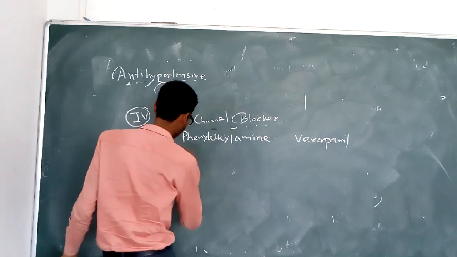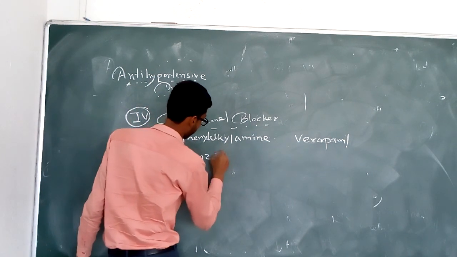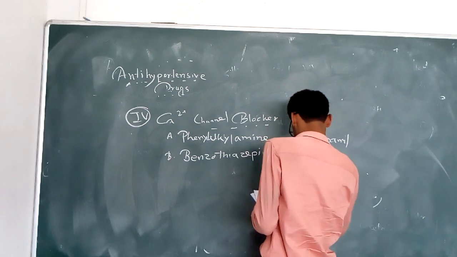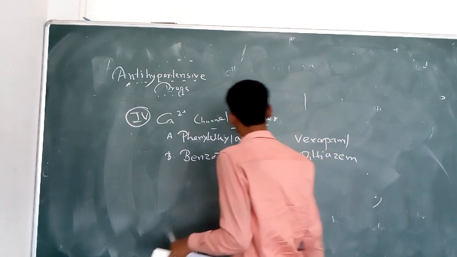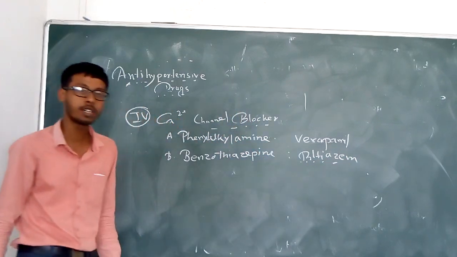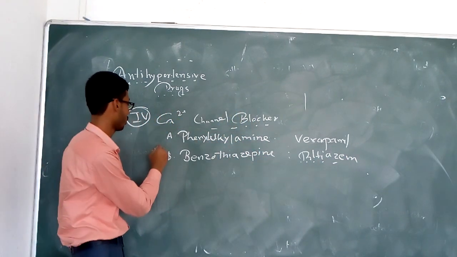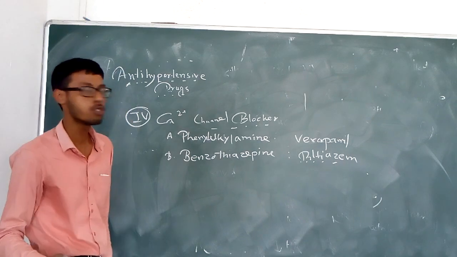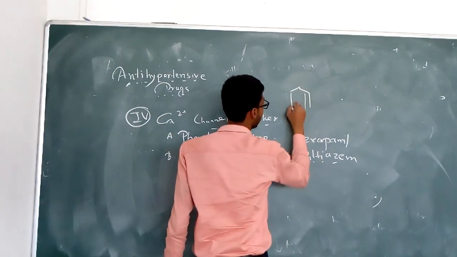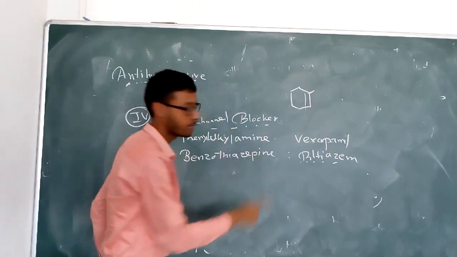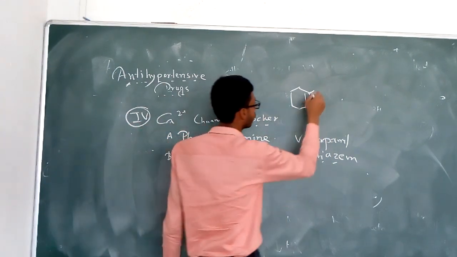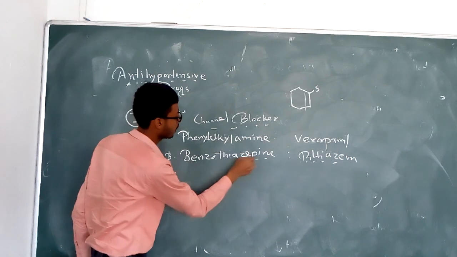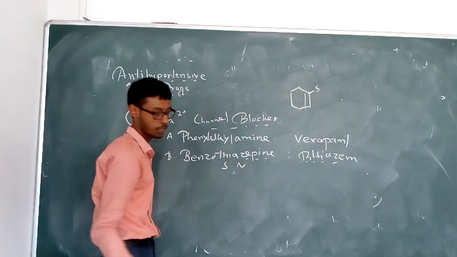Second one is the benzothiazepine. The example is diltiazem, and diltiazem is important, so it may be asked in the question. The diltiazem drug contains the benzothiazepine ring. Benzothiazepine contains a benzene ring and a thiazepine ring. Azepine means a 7-member ring. So it is a 7-member ring containing nitrogen and also containing sulfur.